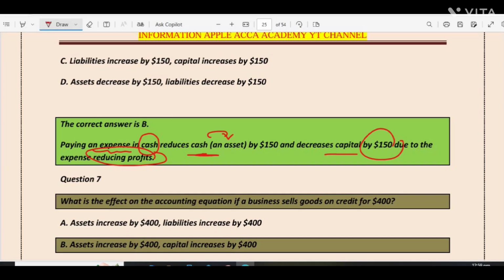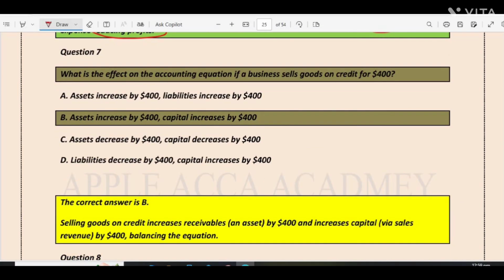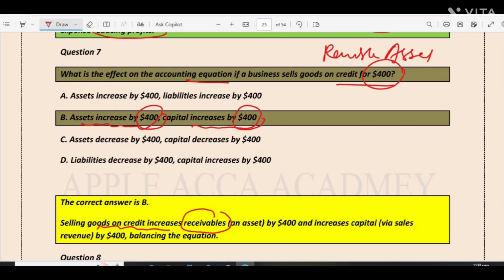Now, what is the effect on the accounting equation if a business sells goods on credit for 400? When you are selling goods on credit, it will create a receivable, and receivable is an asset. So the option is asset increased by 400 and capital also increased by 400. The reason is selling goods on credit increases the receivable because you will get the money in the future, and that will be your asset, and it also increases the capital through sale revenue, and that will affect your profit, right?